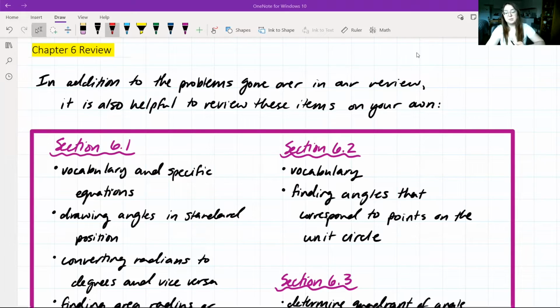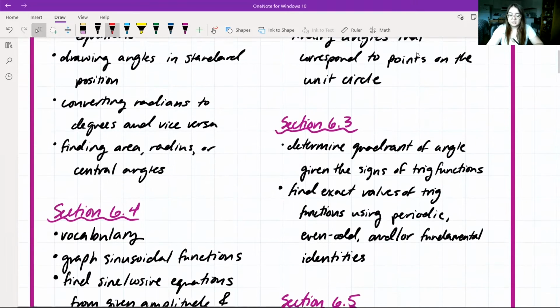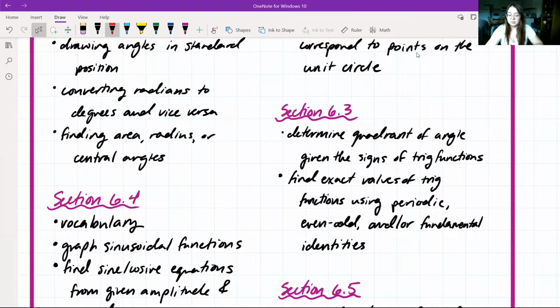So in addition to the problems that we will be going over, it's also helpful to review these items on your own. Here is a list of just the important topics from each section. Starting with section 6.1, we see vocabulary and specific equations, drawing angles in standard position, converting radians to degrees and vice versa, so radians to degrees and degrees to radians, finding the area, radius, or central angles to a specific problem. Then section 6.2, we see some vocabulary once again, and finding angles that correspond to points on the unit circle. Then section 6.3, determine quadrant of angles given the signs of the trig functions.